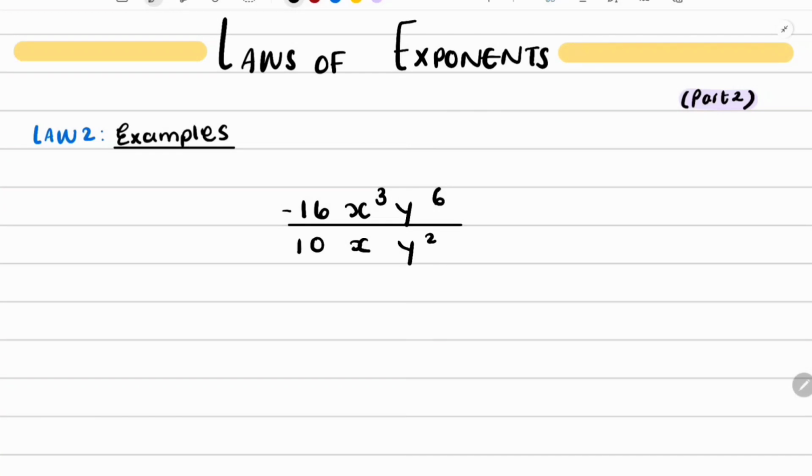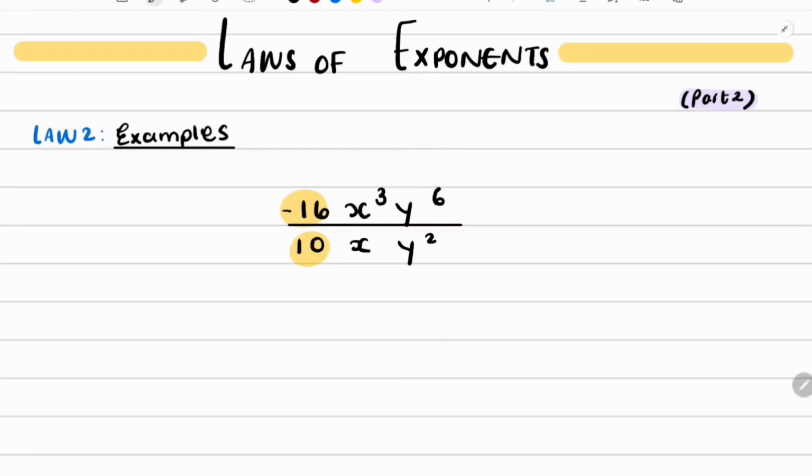So in this example, as you can see, the coefficients of the variables are negative 16 and 10. We have to divide negative 16 by 10. But the thing about this expression is that if you compare the numerator coefficient, negative 16, and the 10, looking at the absolute value, you can see that the numerator is bigger than the denominator. But they are not numbers that can properly divide into each other and just give you a whole number.